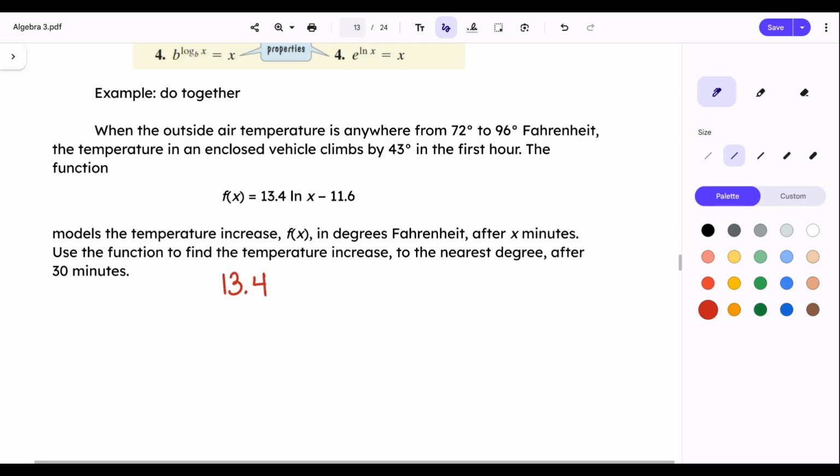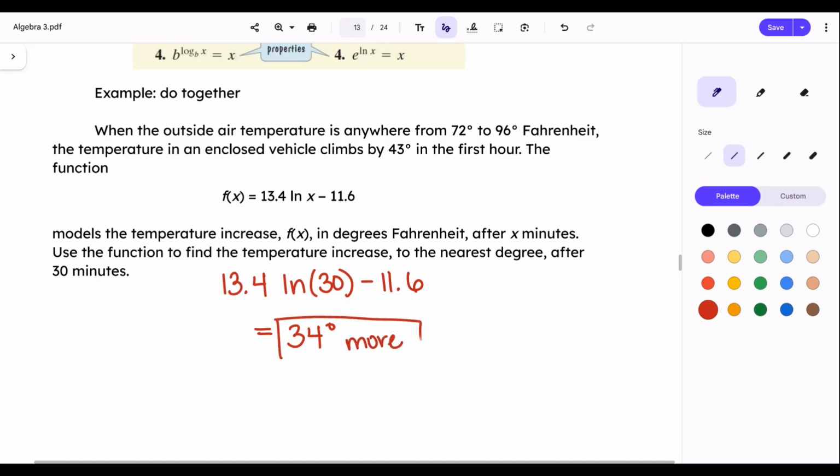We're going to do 13.4 times ln of 30 minus 11.6. On your calculator, you're going to go 13.4, hit your natural log button, the ln button, and put in 30 in the parentheses. Then we can do minus 11.6. Let's round this to the nearest degree. How many degrees more would it feel like in the car? Yes, it'd be 34 degrees more.